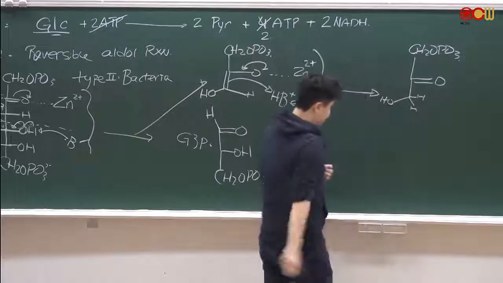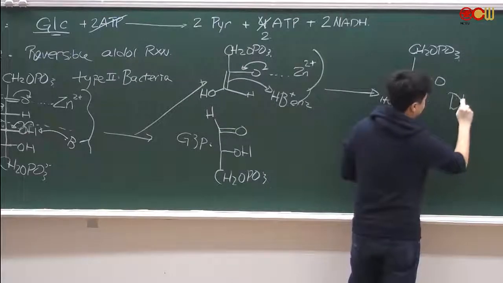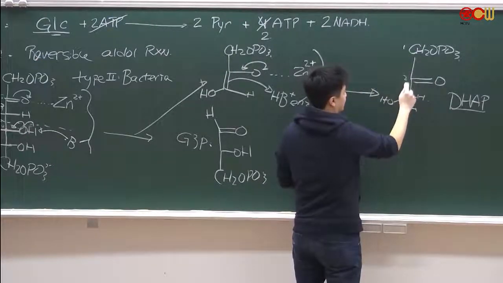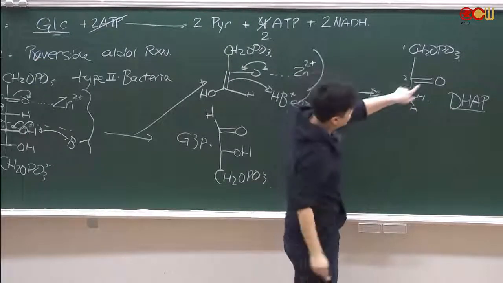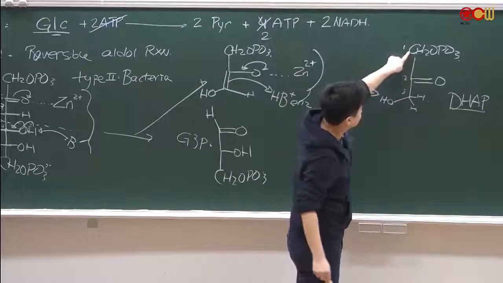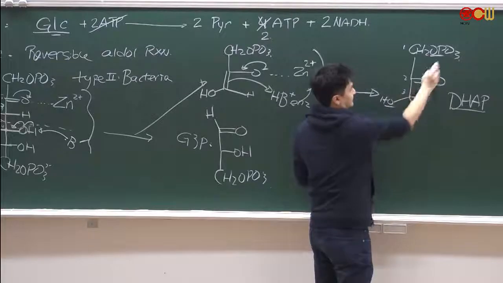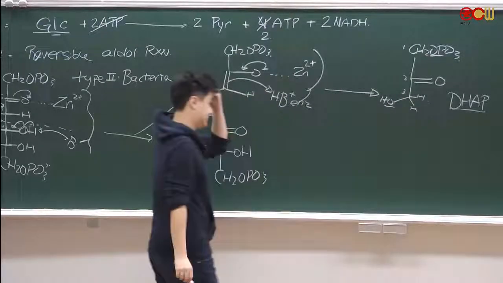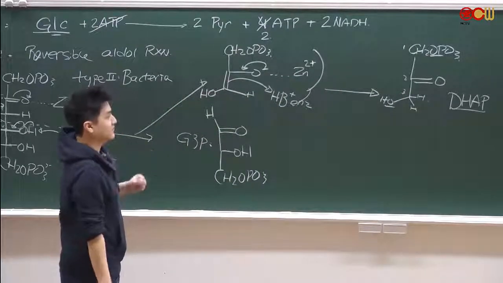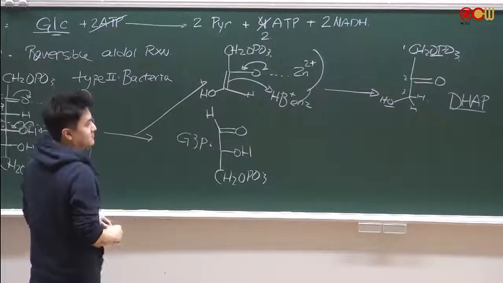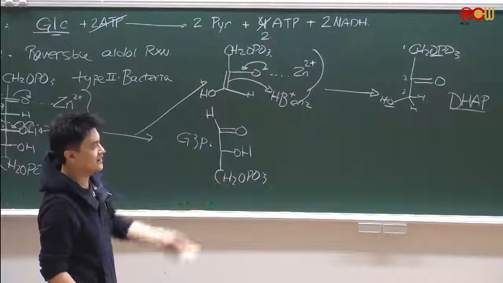And this is DHAP, dihydroxyacetone phosphate, because it has 1 carbon, 2 carbon, 3 carbon, and acetone is the thing in the middle. Okay, so it's like that, and then the 2 hydroxys, and then that's the phosphate. All right, does that make sense? Or you can just look at that.